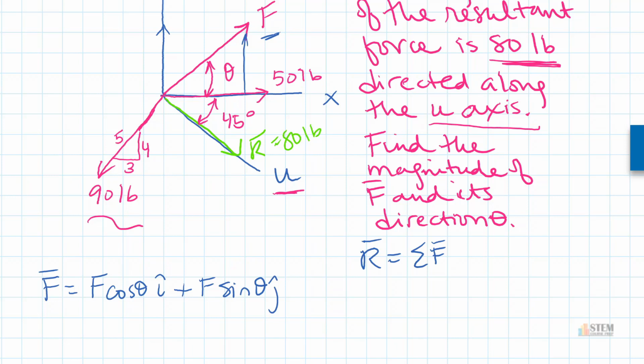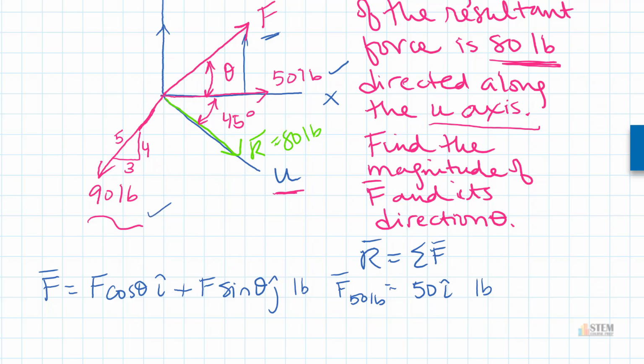Now let's look at this 50-pound force. Let's put it right here. This one's pretty easy, right? This one just lies on the x-axis. It's just pointing to the right. So the unit vector for the x-axis is what? You remember? It's going to be i, right? So it's a positive 50i. And these are all in pounds, by the way.